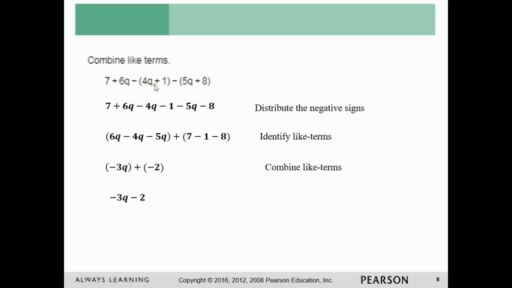Now this problem is not that hard. Just take your time. First, make sure you distribute the negatives, and then make sure that you collect your like terms properly so that you end up with the right answer.